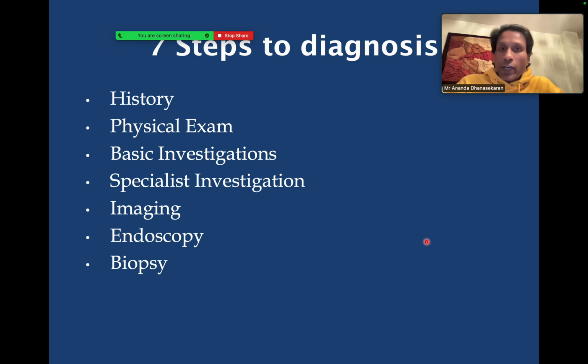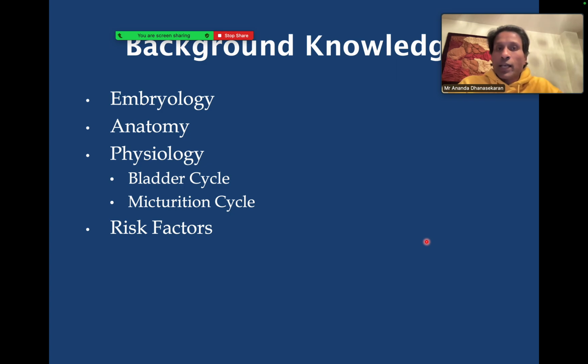Endoscopy. Endoscopy means looking inside the body. In urology, we can specifically call it cystoscopy. Cysto means bladder, scopy means looking inside. So if you're looking inside the bladder, it is cystoscopy. Outside urology, there are other things like esophagoscopy, tracheoscopy, sigmoidoscopy, and colonoscopy, which belong to other specialties. And if there is anything suspicious, we need to go for biopsy.